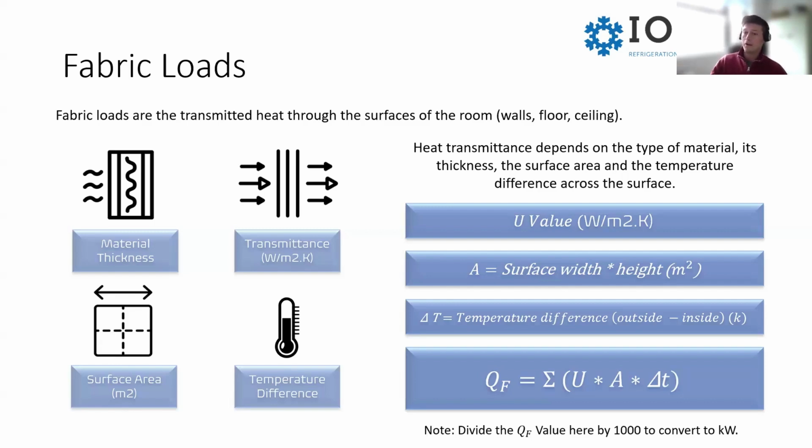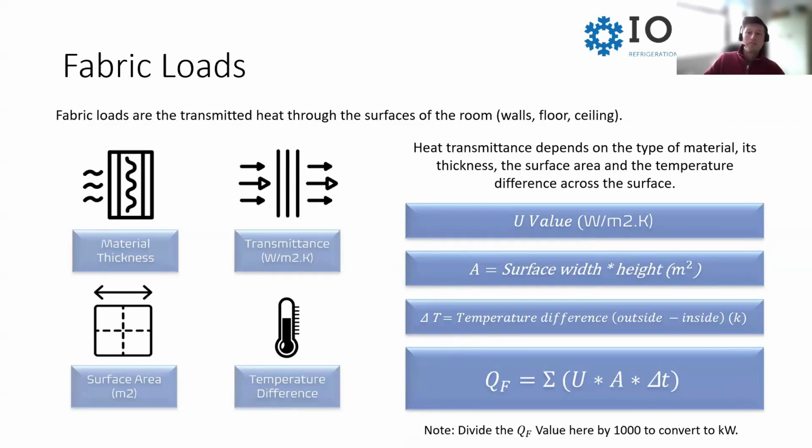And then once we've done all this, our heat load. At the very bottom here, we have QF. So I'll just put our heat load, Q, F for fabric, is equal to sigma, the sum of everything in brackets: our U value, multiplied by our area, multiplied by our temperature difference. All that means is we do that U value times A times delta T for every individual surface and add them up. And here's what may throw people. That value calculates in watts, because we have transmittance in watts per meter squared Kelvin. To get to kilowatts, which is what we tend to select our equipment as, we need to divide that by 1,000.